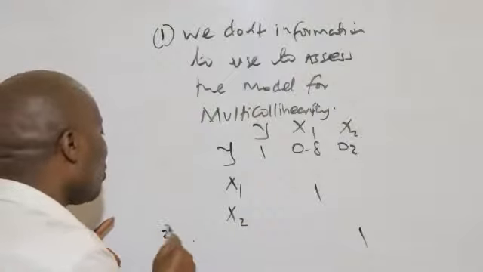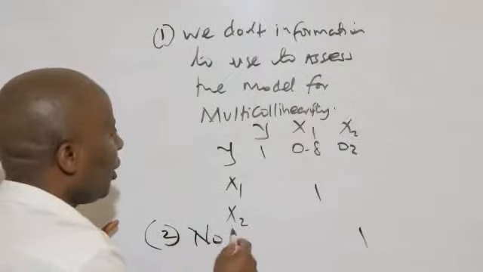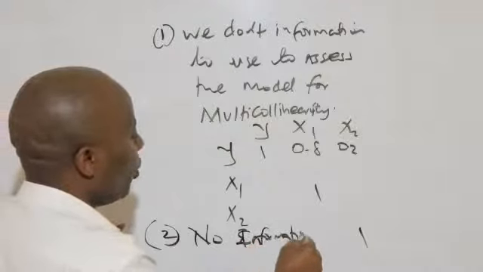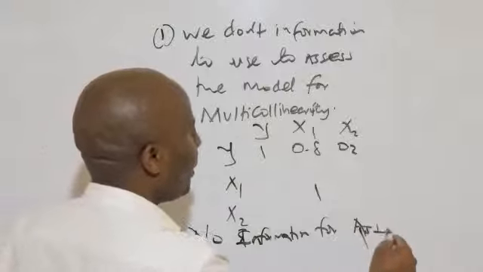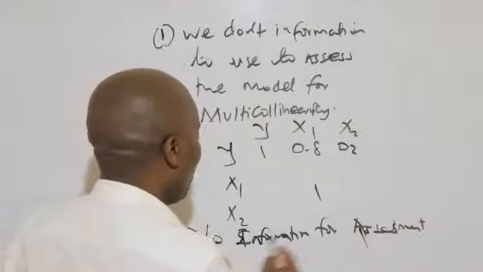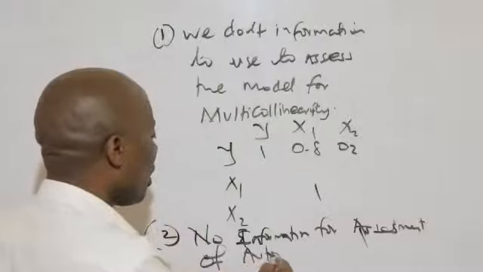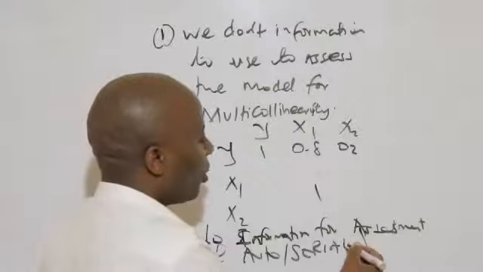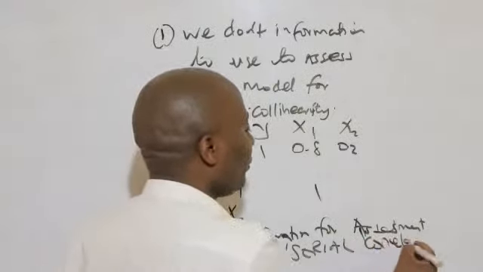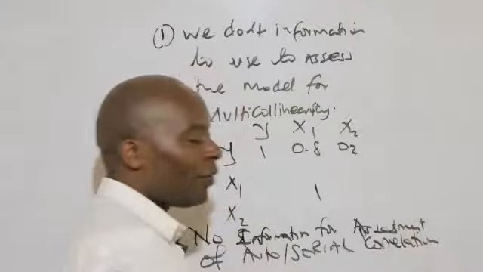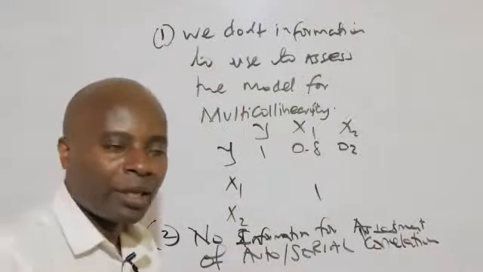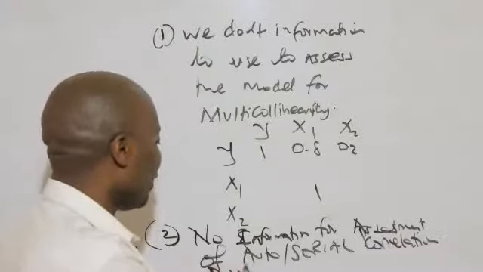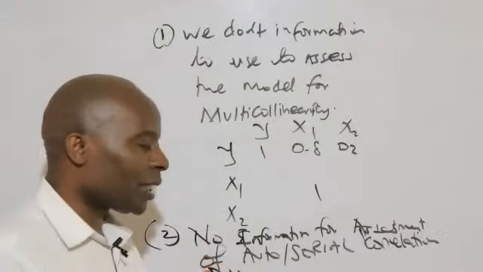Number two, also, there's no information for assessment of serial correlation. They haven't given us what we call the Durbin-Watson. So there is no Durbin-Watson. It's called the DW. The Durbin-Watson statistic has not been given.